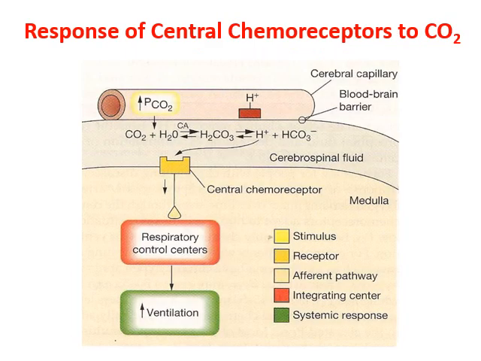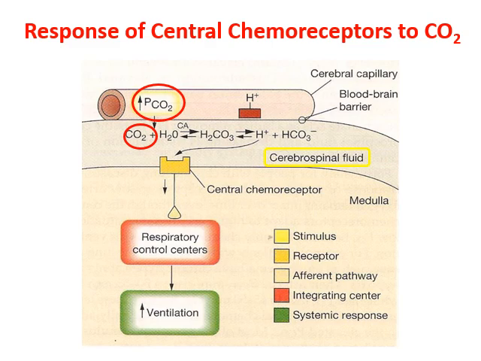Now, what is the response of the central chemoreceptor to the carbon dioxide? Carbon dioxide has a very potent indirect effect. Carbon dioxide crosses the blood-brain barrier and the blood-CSF barrier because it's a small, soluble, and uncharged molecule. So whenever there is an increase in the partial pressure of carbon dioxide in the blood, it's accompanied by an increase in the partial pressure of carbon dioxide in the CSF and the interstitial fluid in the medulla.